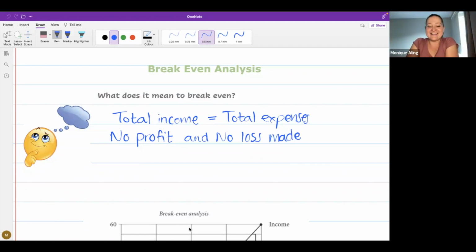Okay, and there's one definition that I haven't seen. What happens if we are looking at a graph? How would I determine a break-even point there? Where is that exact point? Okay. Not quite, Chloe.